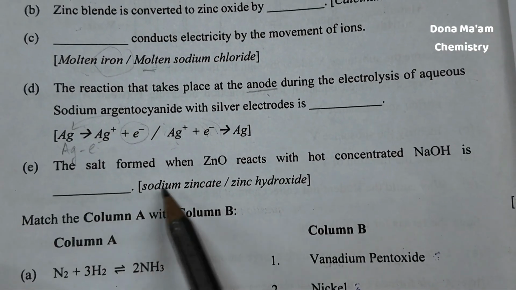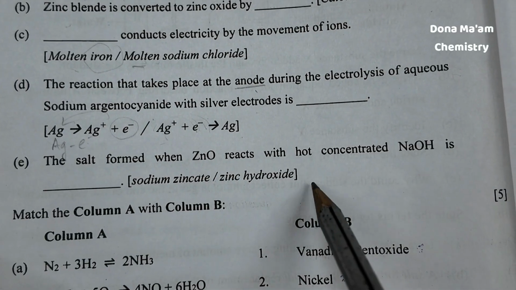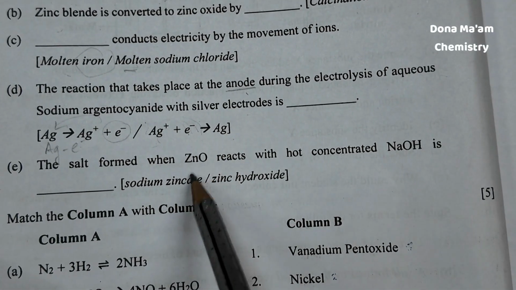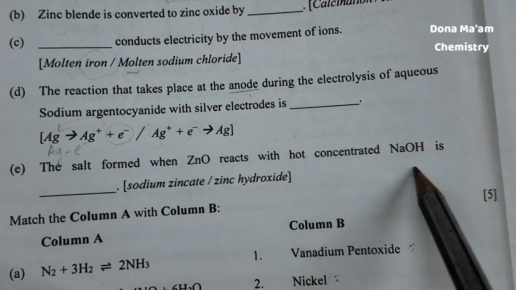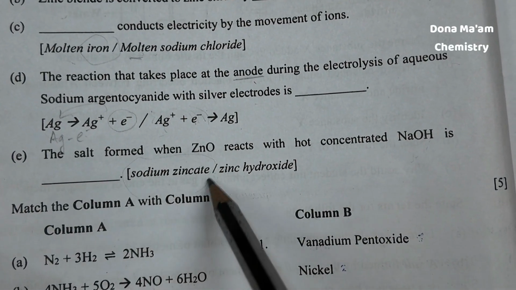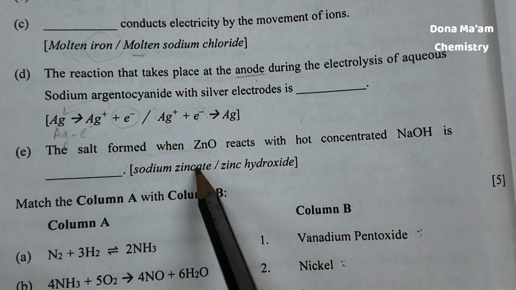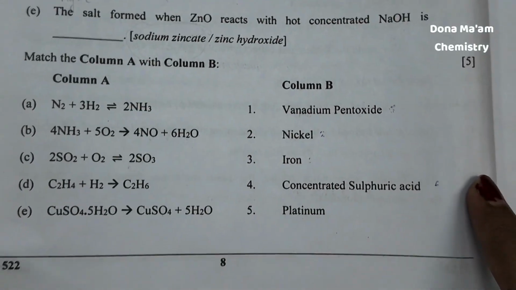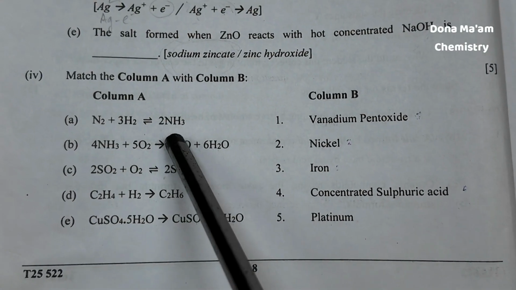Next, the salt formed when ZnO reacts with hot concentrated NaOH. So ZnO plus NaOH, this reaction is coming from the chapter analytical. You get sodium zincate plus water. So sodium zincate will be the answer. Next, match the following. So the first one is Haber's process.